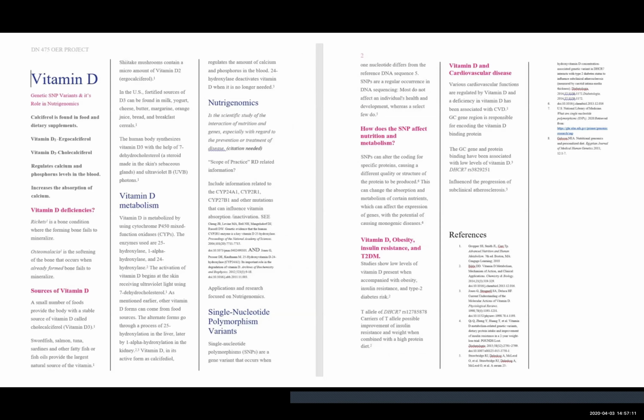And admittedly, I am implementing this semester, so I don't have final products to share with you, but this is an example of one of the groups' first drafts. As you can see, they selected a topic, which is vitamin D, as it relates to genetic single nucleotide polymorphism variants and the role in nutrigenomics. But I was very impressed to see this when I opened up their assignment to provide feedback.